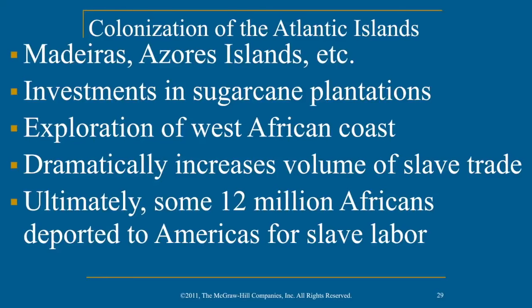They eventually explore the West African coast and find a lot of people living there, specifically Africans, who already are doing agriculture and a number of other things down in Africa. This dramatically increases the volume of slave trade. Many of the Europeans that eventually land there, specifically the Portuguese at the beginning, take many of the natives captive and use them for slavery. Ultimately, some 12 million Africans will be deported to the Americas for slave labor after Columbus discovers the Americas and the Triangle Trade Network, which we'll talk about soon, gets set up.